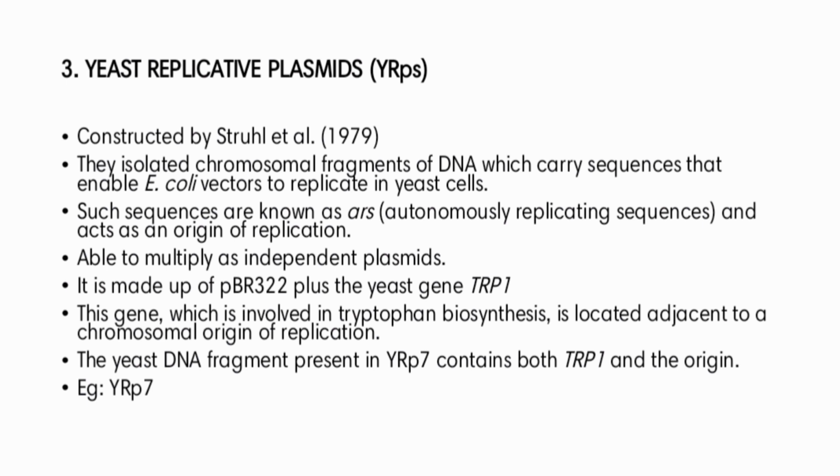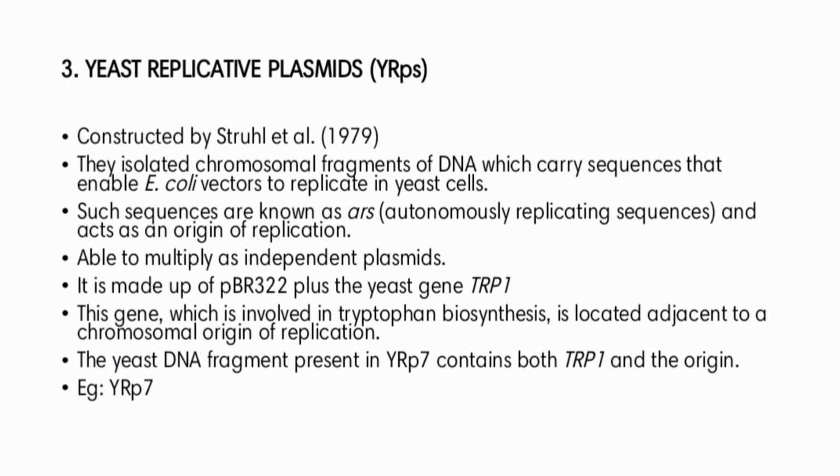It was constructed by Struhl et al. in 1979. They isolated chromosomal fragments of DNA which carry sequences that enable E. coli vectors to replicate in yeast cells. Such sequences are known as ARS, which is nothing but autonomously replicating sequences, and they act as an origin of replication.